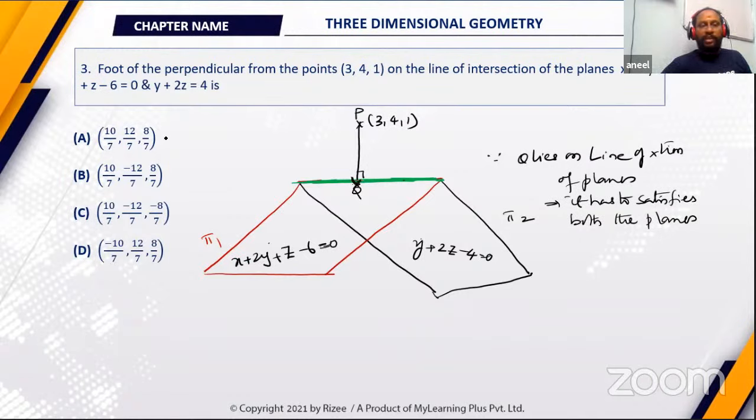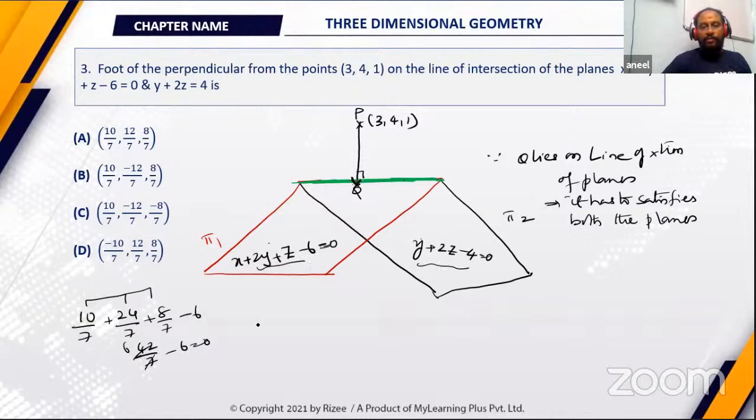So check which option satisfies x plus 2y plus z minus 6. If I substitute the first option, 10 by 7 plus 2 times 12 by 7, 24 by 7, plus 8 by 7, then 10 plus 24, 34, 34 plus 8, 42 by 7 minus 6 is equal to 0. It is satisfied. So this one is satisfying this plane. Now coming on to this plane, let me substitute the 10 by 7 and 12 by 7 here. There is no x term. The y term is 12 by 7.